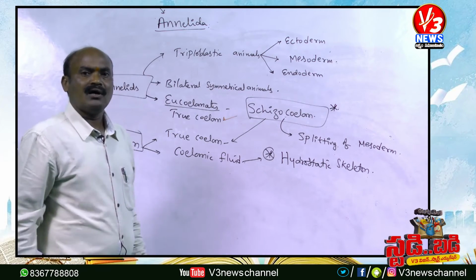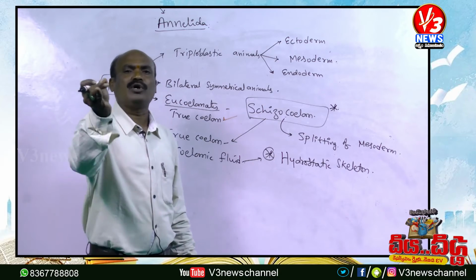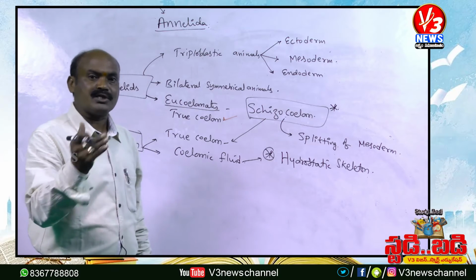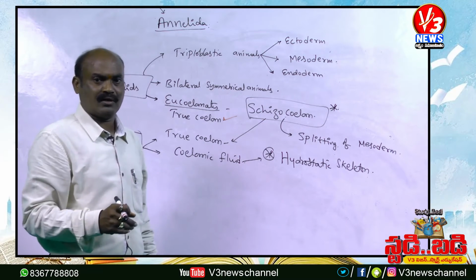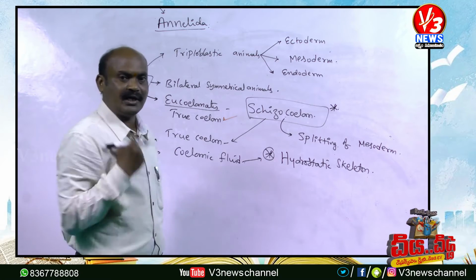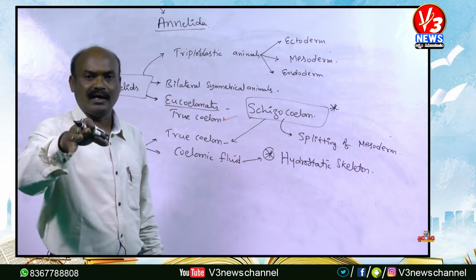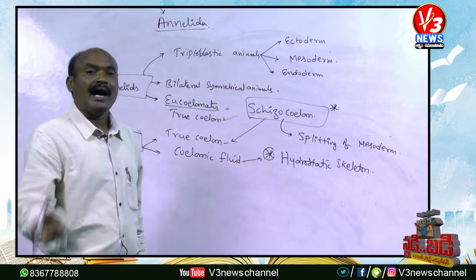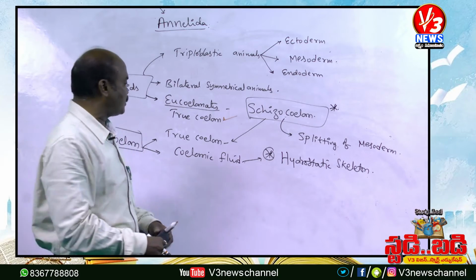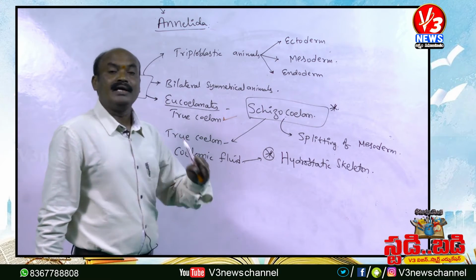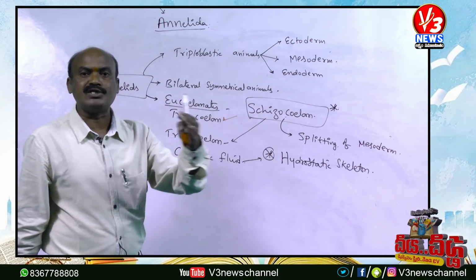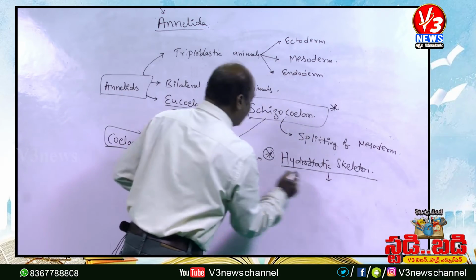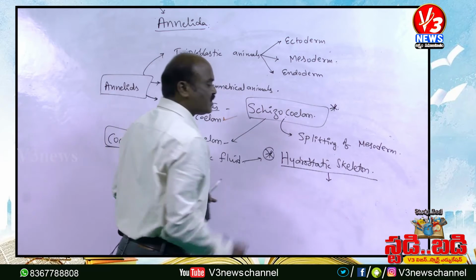In annelids, there are no special locomotory structures, but some structures assist in locomotion. For example, setae. In parasitic annelids like leeches, suckers help in locomotion. As well as in earthworm-like organisms, the coelomic fluid gives stiffness to their body parts during locomotion. So that's why coelomic fluid is called a hydrostatic skeleton.